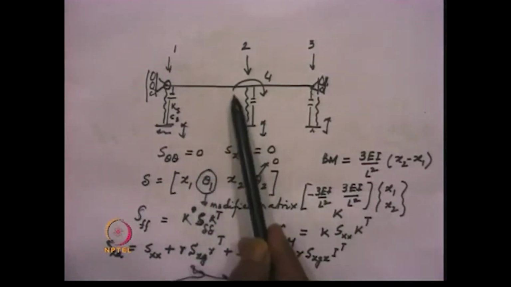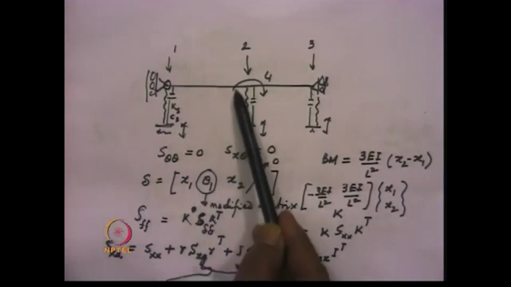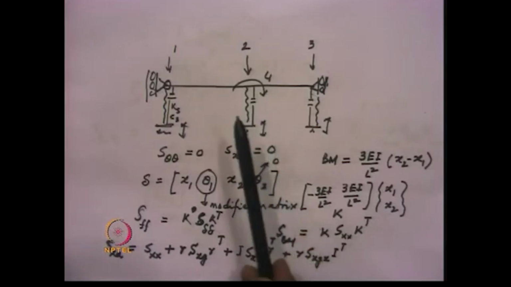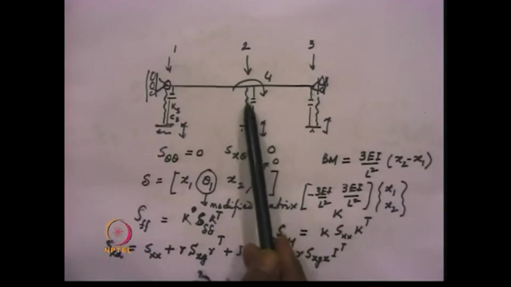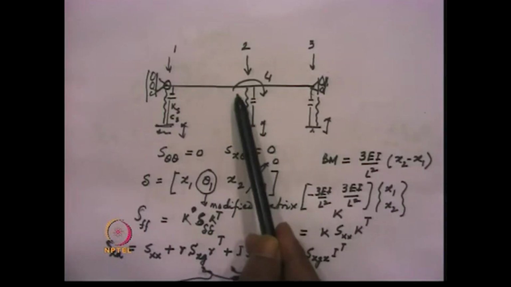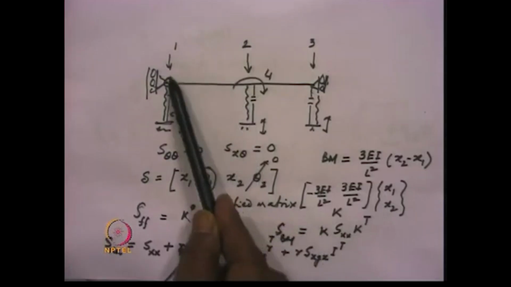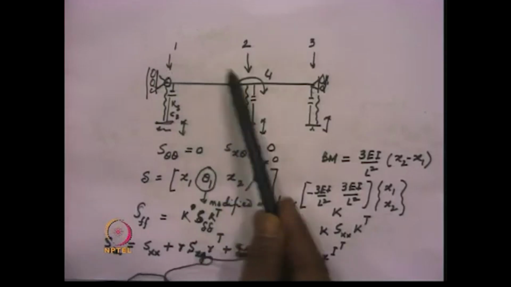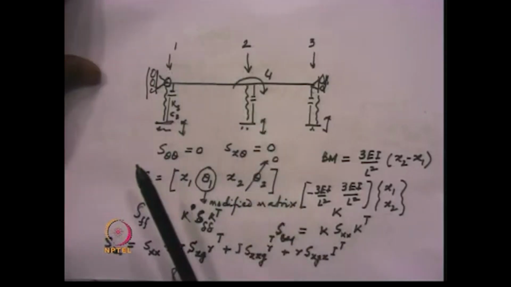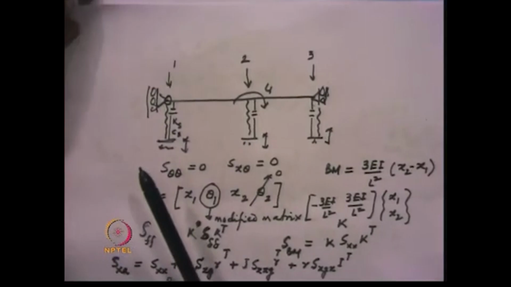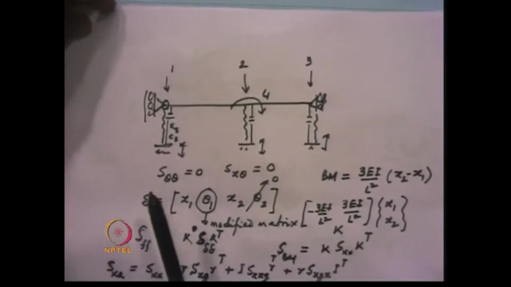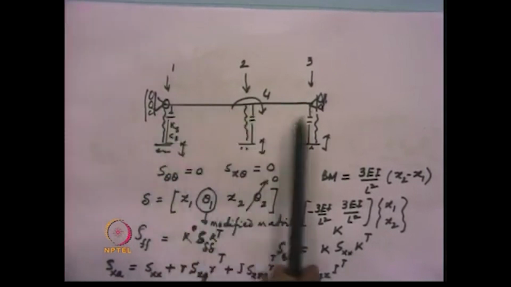So, one can easily condense out this rotational degree of freedom, and once you condense out this rotational degree of freedom, then with the help of the stiffness matrix corresponding to translational degrees of freedom 1, 2, 3, one can obtain the responses for the degrees of freedom 1, 2, 3.